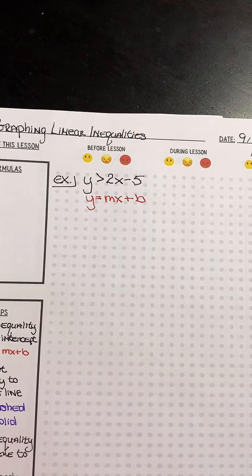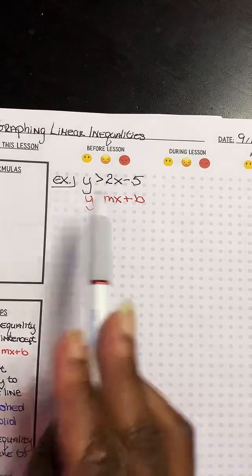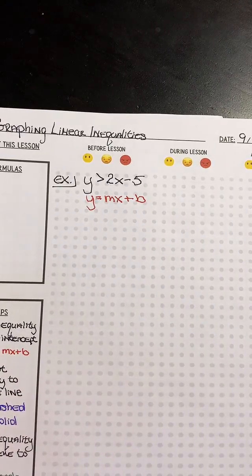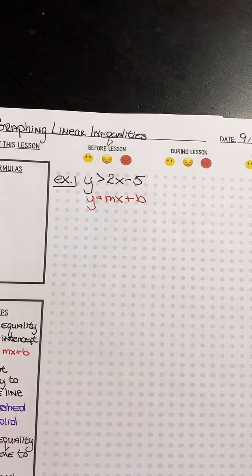All right. So, is this inequality right up here in slope-intercept form? Is it y by itself?